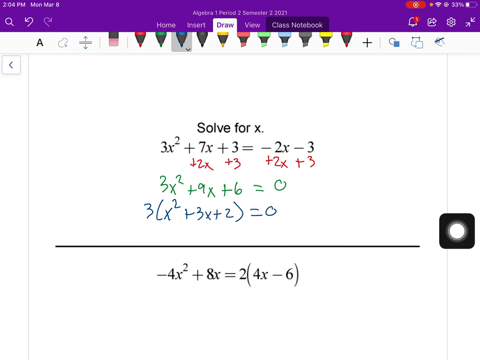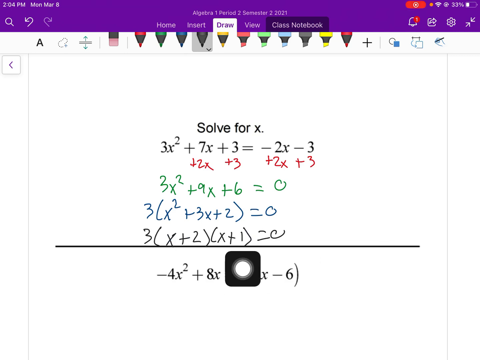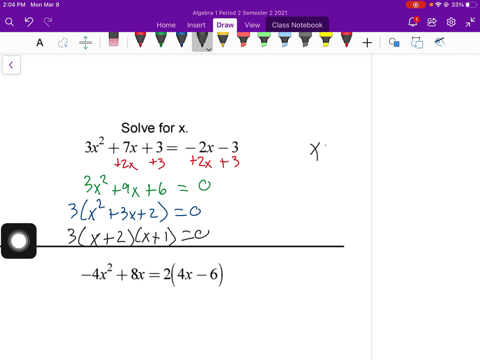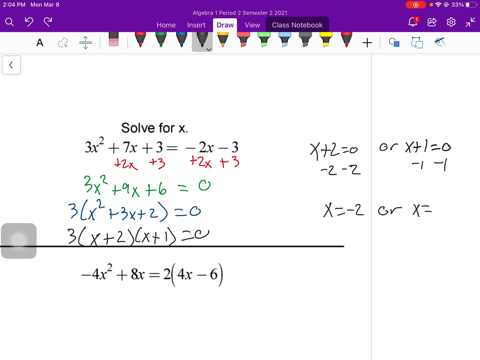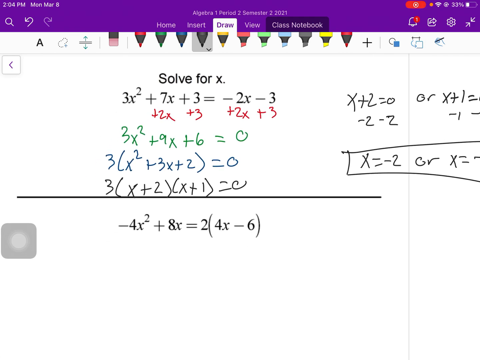That 3, I could have divided by 3 because there's no variable there. But I'm going to end up being able to factor. This is going to be x plus 2 times x plus 1. My outsides are 1x, my insides 2x, together that makes 3x. So if I'm solving for x, now x plus 2 equals 0, or x plus 1 equals 0. So x equals negative 2, or x equals negative 1. Easy enough.